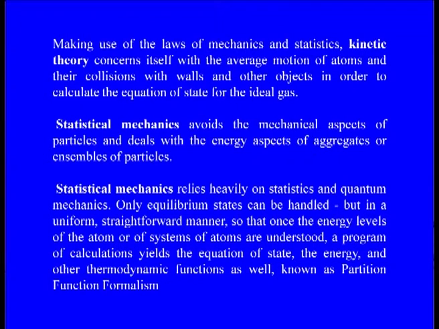Making use of the laws of mechanics and statistics, kinetic theory concerned itself with the average motion of atoms and their collisions with the walls and other objects in order to calculate the equation of state for the ideal gas. Whereas statistical mechanics avoids the mechanical aspects of the particles and deals with the energy aspects of aggregates or ensembles of the particles. Actually, statistical mechanics is based on the concept of ensemble theory, but right now I will not talk about the ensemble theory. It is an assembly of particles which can mimic a given system.